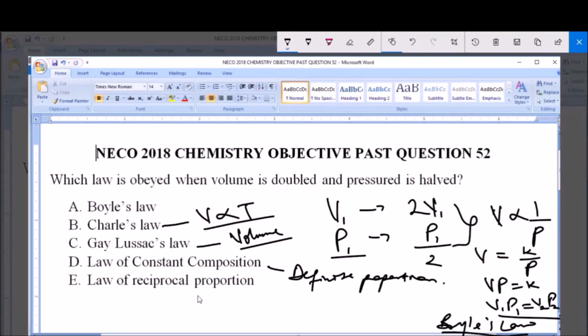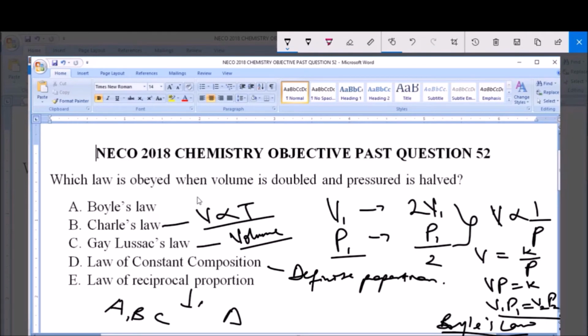Now the law of reciprocal proportion states that, let's say for instance we have several elements A, B and C, the masses of these elements which combine separately with a fixed mass of another element D are the same as the simple multiples of the masses in which A, B and C themselves combine with one another. So these are what these laws actually stated.